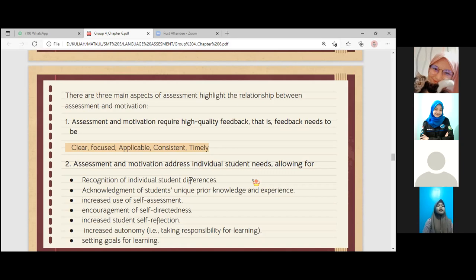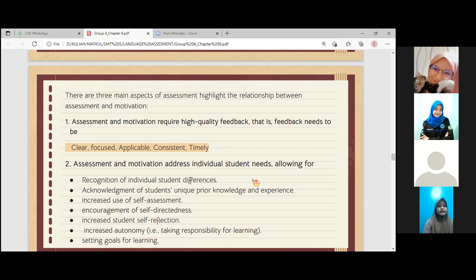And then the next is applicable, so the feedback given by the teacher to the student must be able to be applied by the student to make their learning process better. And then the next is consistent and timely.